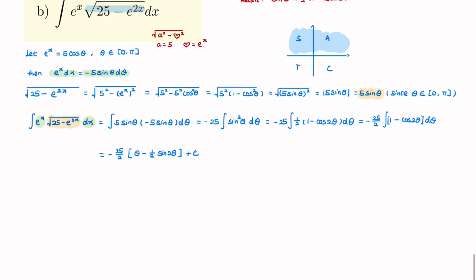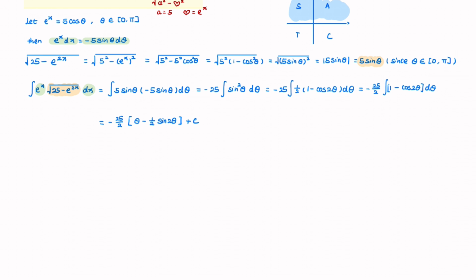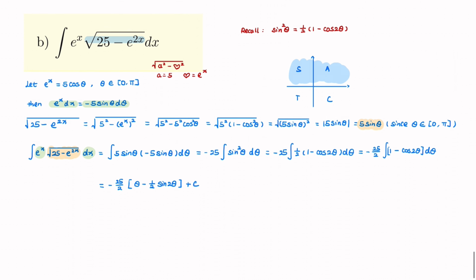Alright, and finally, we need to rewrite this part as x. So this part, we need to put it back, so go back to the original. I need to know what sine 2x is basically. I have cosine theta equals to, so let me rewrite it.